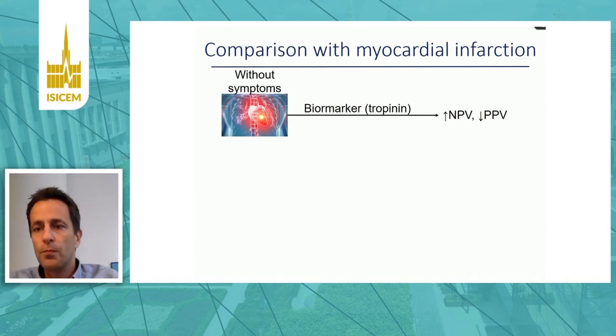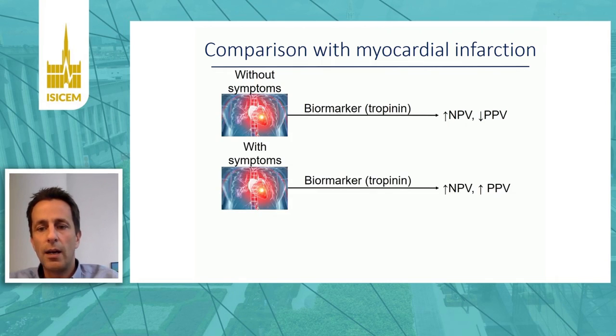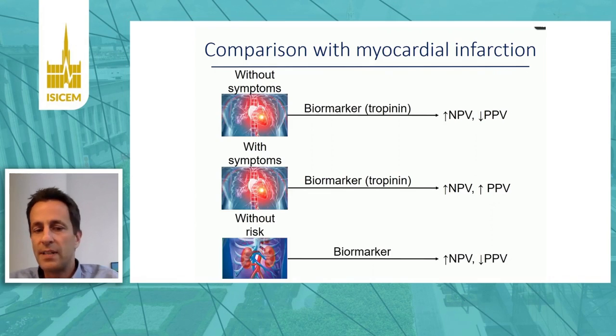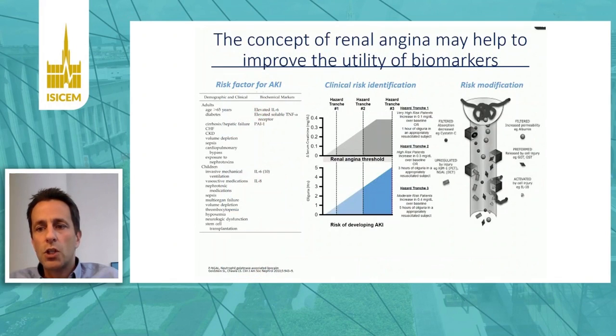And as you know, it's the same with troponin. If you measure troponin I in all your patients, the negative predictive value is quite high, but the positive predictive value is low. But if you measure troponin I only in patients with symptoms, the positive predictive value goes up, and that's the same for AKI biomarkers. If you measure them in all your patients, the negative predictive value is high, but the positive predictive value is low. And that's the reason why Ming Sharla and Stuart Goldstein came up with the renal angina concept.